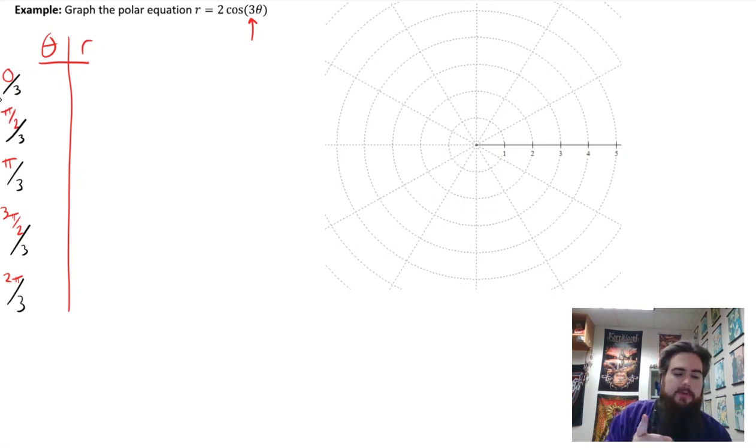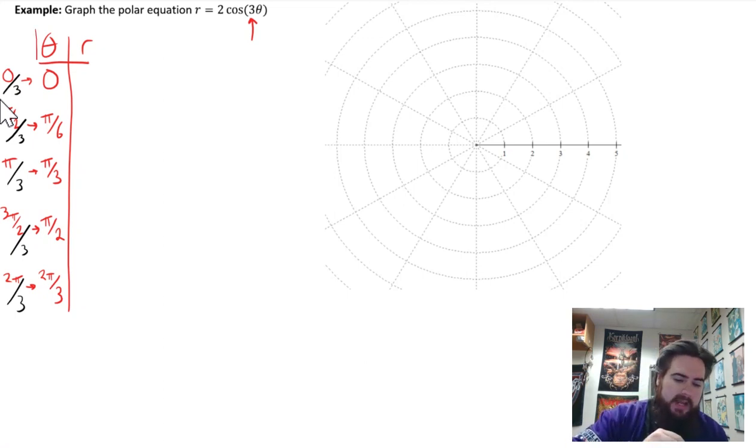So, for example, 0 divided by 3, that is 0. I will still use 0 in this case. Pi halves divided by 3, that is also the same as pi halves times 1/3, which is pi over 6. Pi divided by 3 is just pi thirds. 3 pi halves divided by 3, that is the same as 3 pi halves times 1/3, which is pi over 2. And 2 pi divided by 3 is just 2 pi thirds.